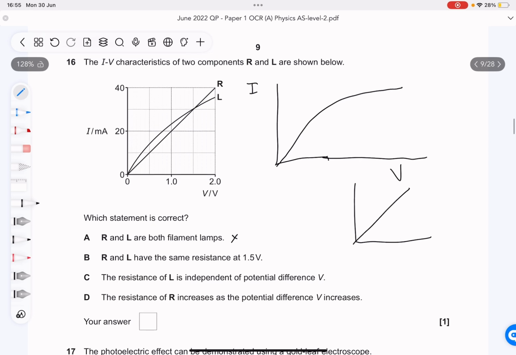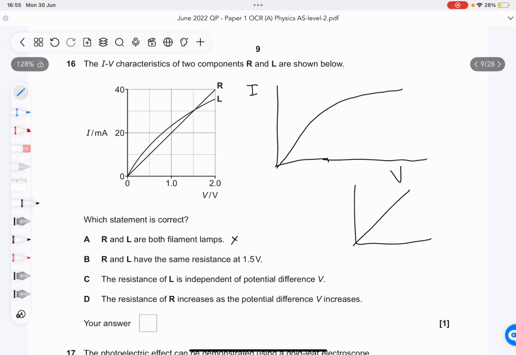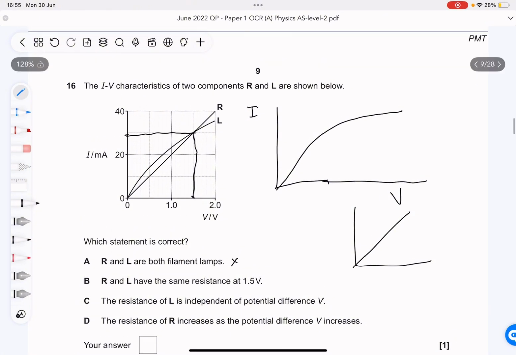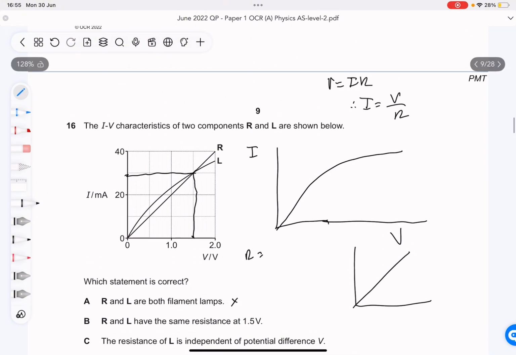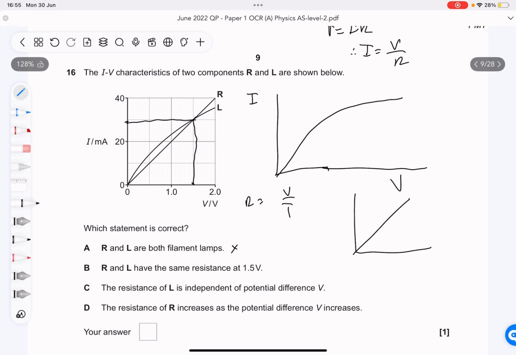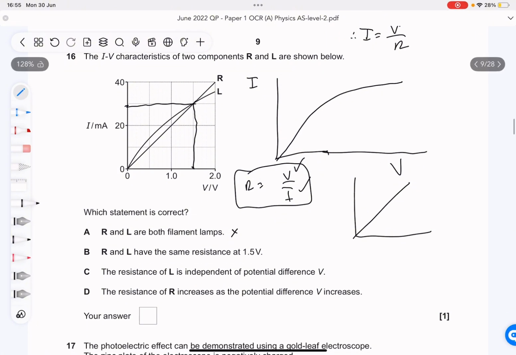Okay, B. R and L have the same resistance at 1.5 volts. 1.5 volts is here. If I go up, that's right, because they have the same current, okay? And we know that V equals IR, therefore I equals V over R. So R equals V over I. So to have the same resistance, you have to have the same voltage and the same current, which they have at 1.5 volts. So B is the correct answer.